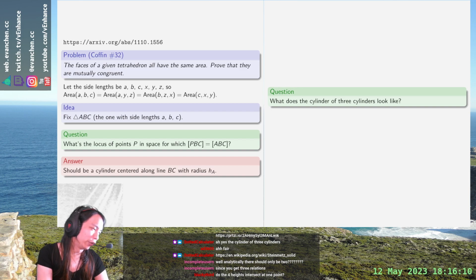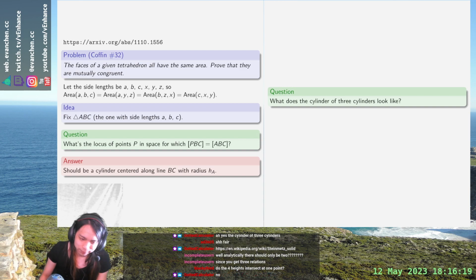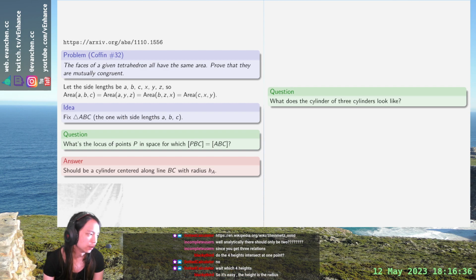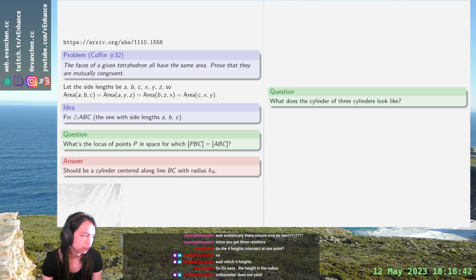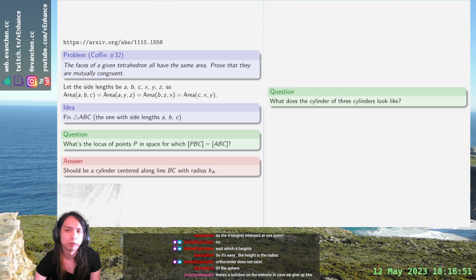So, analytically, they should... oh, well, do the four heights intersect at 1 point? I think so, but I don't remember how to prove it. How does the analytic part work? What coordinates do I pick? The four heights of the tetrahedron are probably concurrent just a posteriori. Does the orthocenter not exist a posteriori for whatever? I know there's a name for a tetrahedron where the opposite sides are equal, but I don't remember what it is.